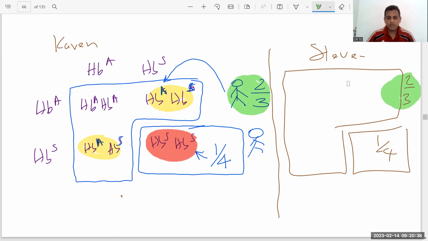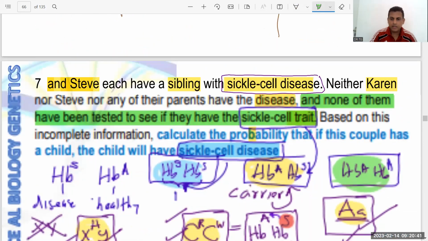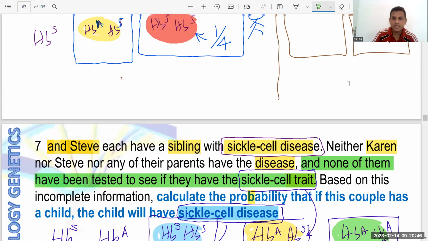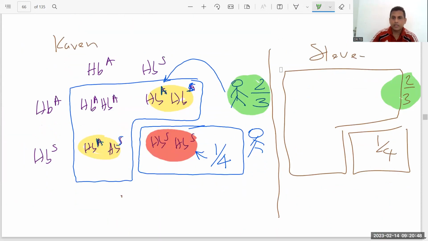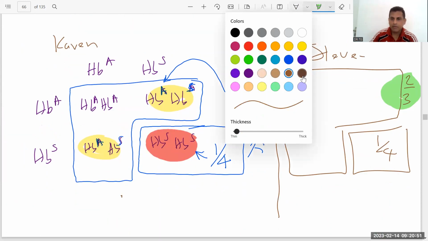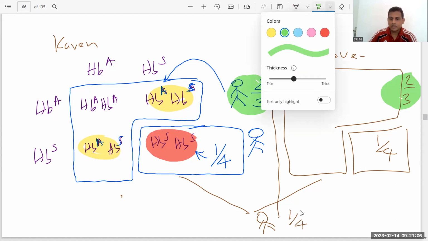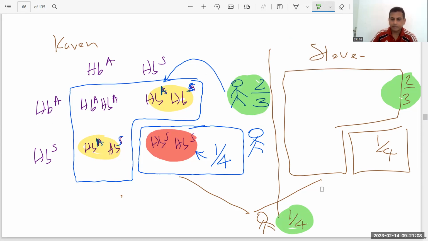Now, the next thing the question is asking is, if they marry and then they have a child, what is the probability of getting sickle cell disease? So if we consider that as a separate event, when they marry and have a child, the child has a chance of getting sickle cell disease this much, because carriers can make a probability of having one child out of 4.